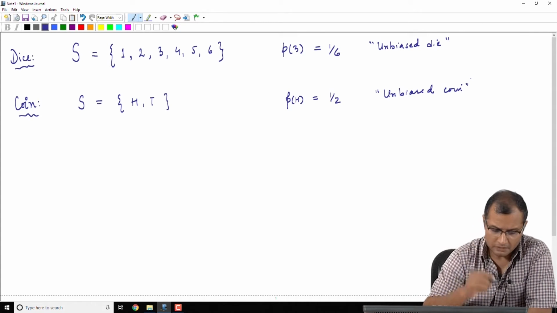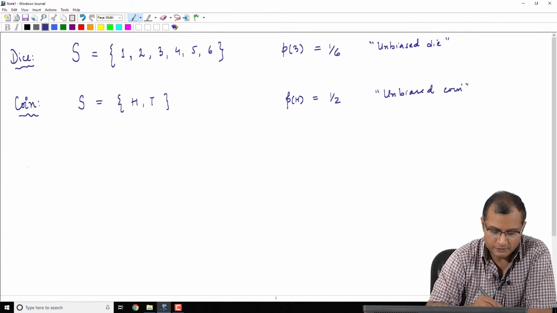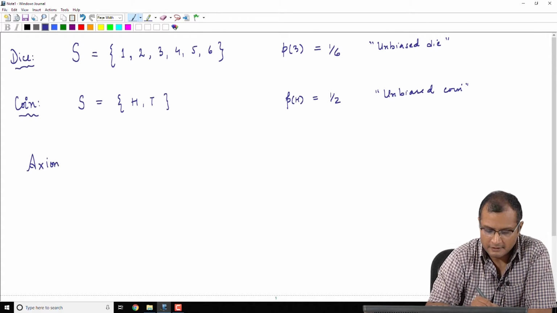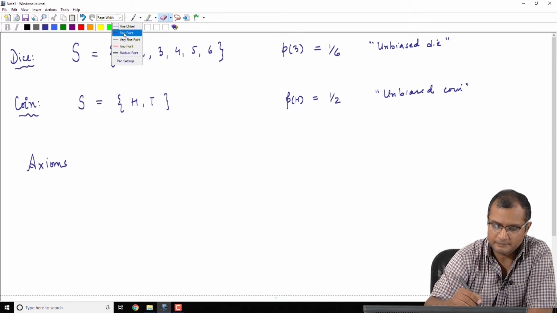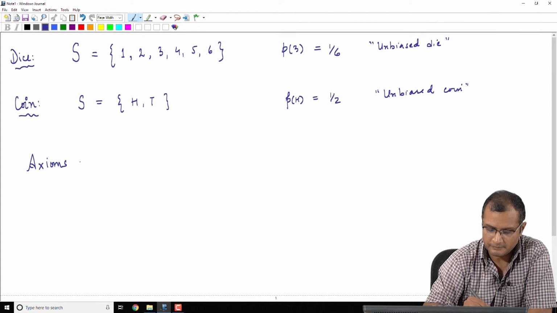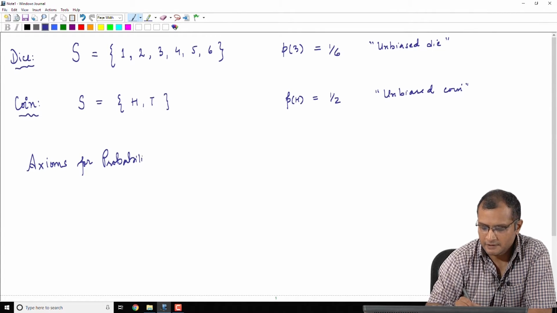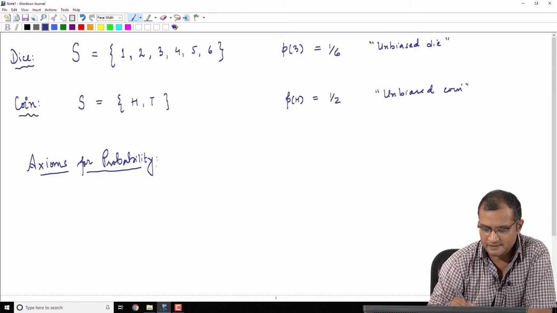Now, before we proceed to the discussion of continuous probabilities, let me tell you a few important axioms in the context of probability. These are facts stated without proof, and any notion of probability must satisfy them.